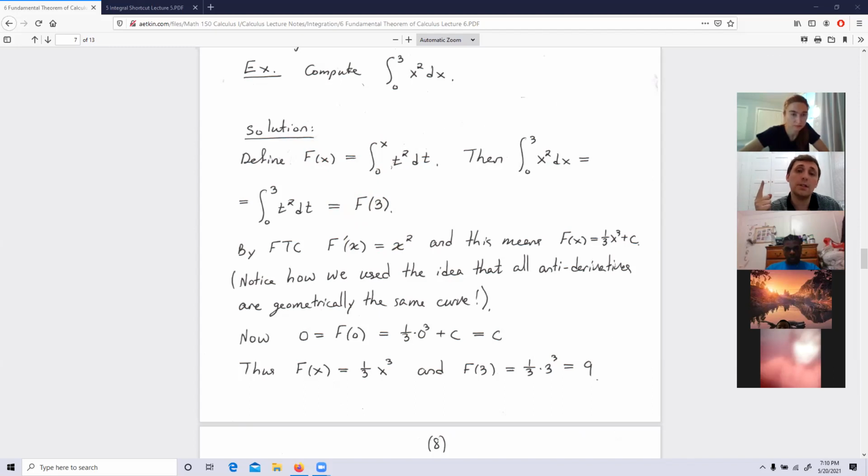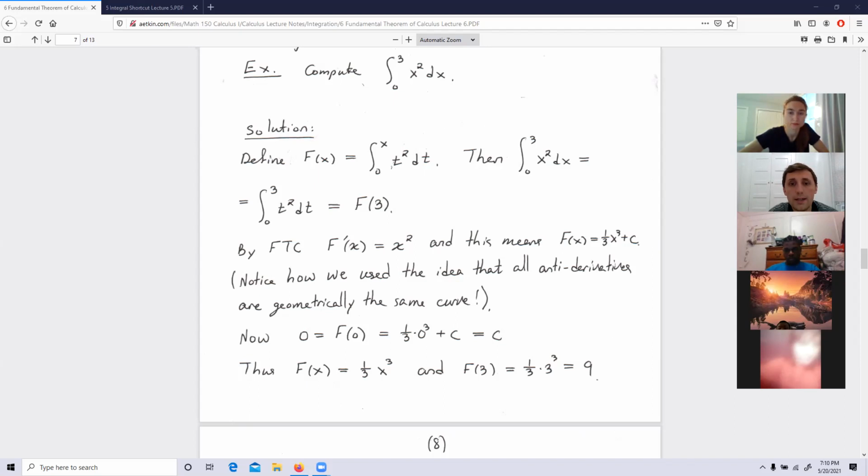And what does it mean? It means that this function must be 1/3 x cubed plus c. I figured out a very simple formula for that function, not involving integrals. You see what I did? And I did it because if the derivative is x squared, then it must look like any other antiderivative of x squared. If I drew the graph for this function, it would look like some antiderivative of x squared.